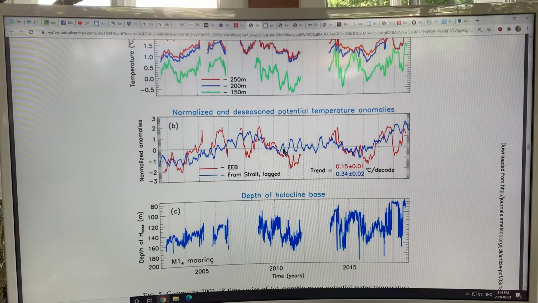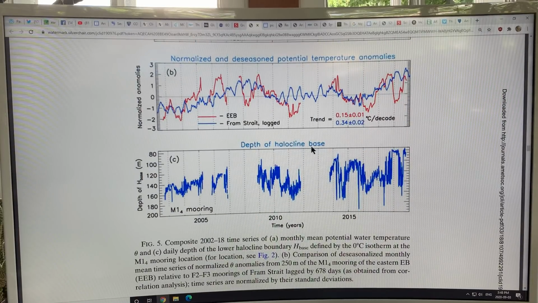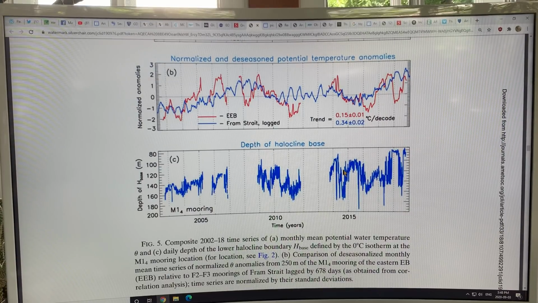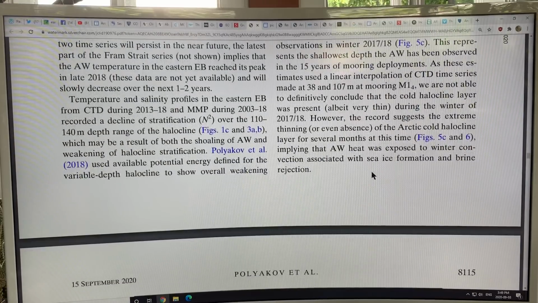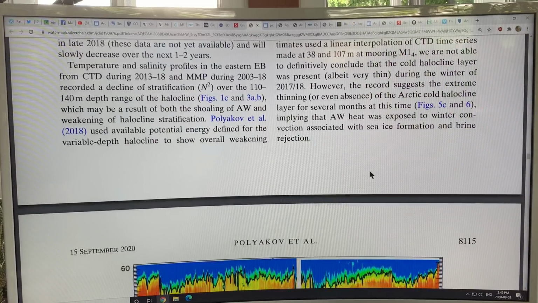These are the temperature anomalies. So we're seeing the trend, both in the Fram Strait and in the Eastern Eurasian Basin, and you can see the trend, 0.15 degrees Celsius per decade increase. And in the Fram Strait it's even larger. And this is the depth of the halocline base at the M14 mooring. You can see that it was starting to shoal, a drop here, and it's much higher here. So it's coming to within 80 meters of the surface in recent years. And this is extremely significant and extremely serious because it means that the sea ice won't form in those regions even in the depth of winter.